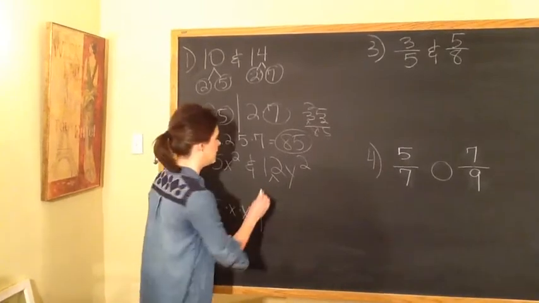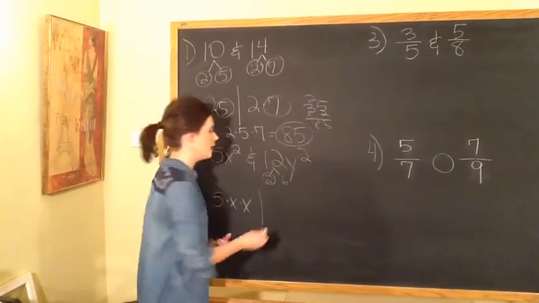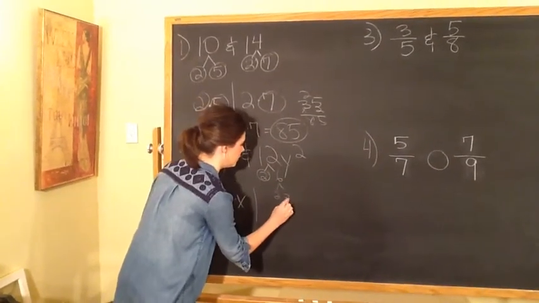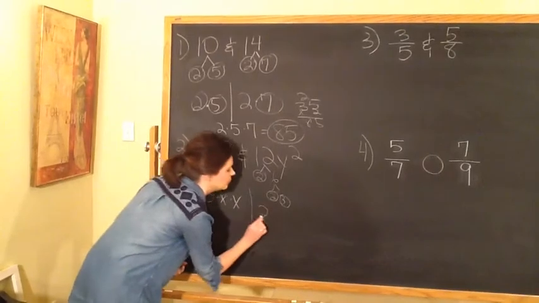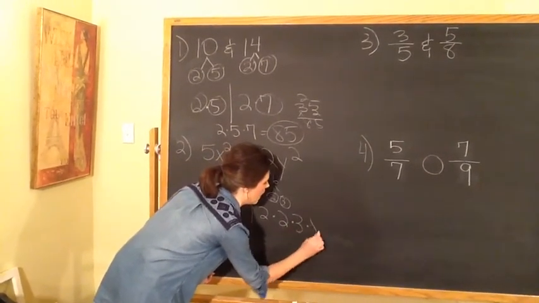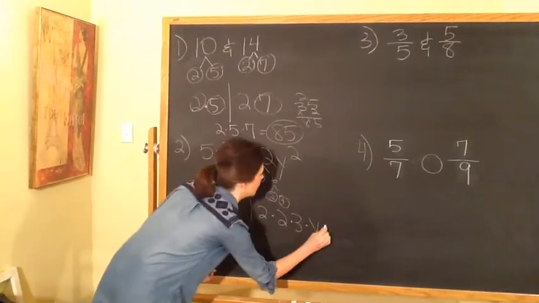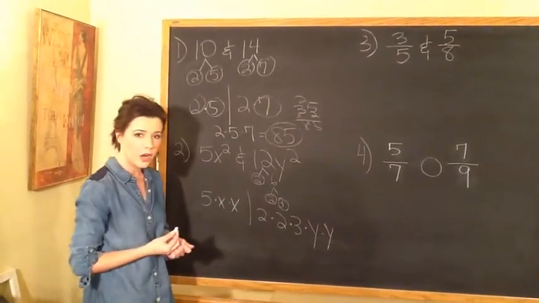12 can be broken down into 2 times 6. 6 can be broken down more into 2 times 3. So now the prime factorization of this term is 2 times 2 times 3 times y times y. Alright, so let's go ahead and see all of the terms we have in common.